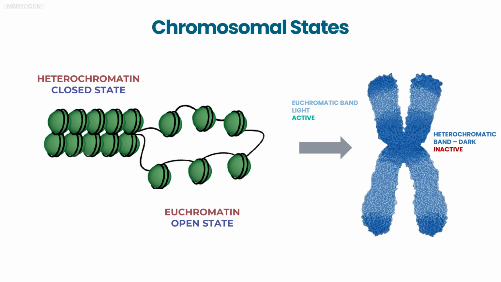So when the chromosome is stained by Giemsa or G stain, we typically see dark and light bands called G bands on a chromosome. The darker bands are heterochromatin, while the lighter bands are euchromatin, representing the active gene.